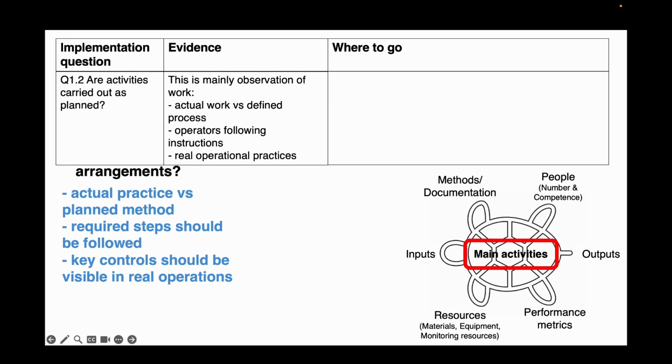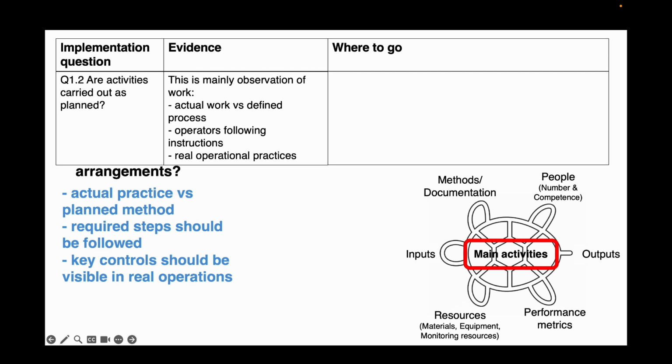Are activities carried out as planned? Now, this is an important shift, okay? In the first step, I wanted to know whether the process was clearly defined and understood. Now, I want to know whether people are actually following that process in real life. So the evidence I need is different. Now I need evidence from the shop floor and from the physical flow of materials and products. So I want to see the work as it happens. I want to compare actual practice with the defined method.